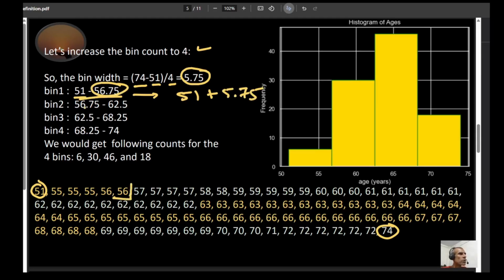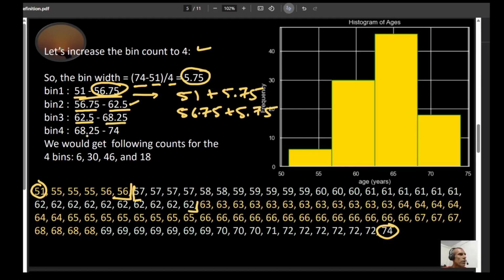My second bin is going to start with 56.75 up to 62.5. Basically, I'm just taking 56.75 and you add the bin width, which is 5.75, and you will get 62.5 right here. So that will go from here all the way up to here. Okay, the third bin is going to be from 62.5 to 68.5.